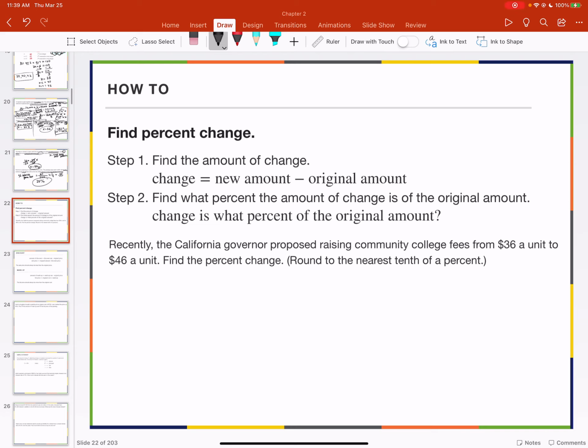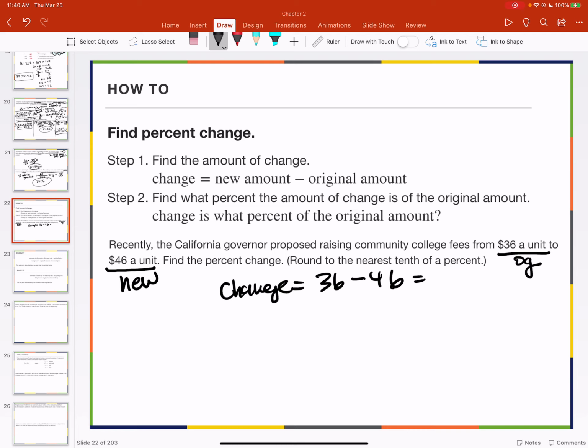Okay, now let's talk about finding percent change. In order to find percent change, you have your new amount and you have your original amount. So you subtract the two and then you divide that by the original amount. So let's do a problem. Recently, the California governor proposed raising community college fees from $36 a unit, so that's original, that's the OG, to $46 a unit, that's new. Find the percent change. So let's find the actual change first. 36 minus 46.